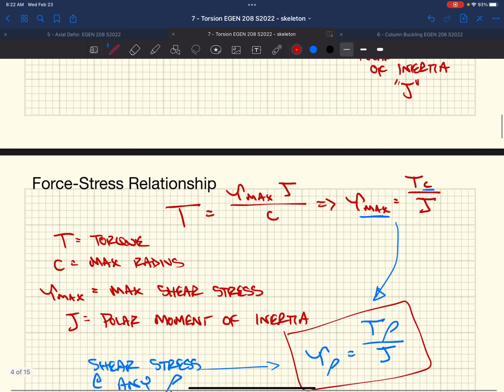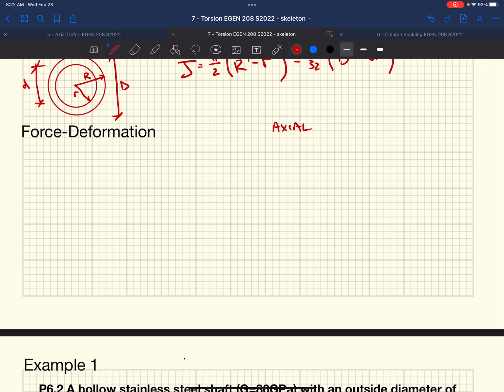When we looked at axial systems, we had delta equals the force times the length of our axial rod divided by the area times the modulus of elasticity. Well, we want to figure out something very similar to that.